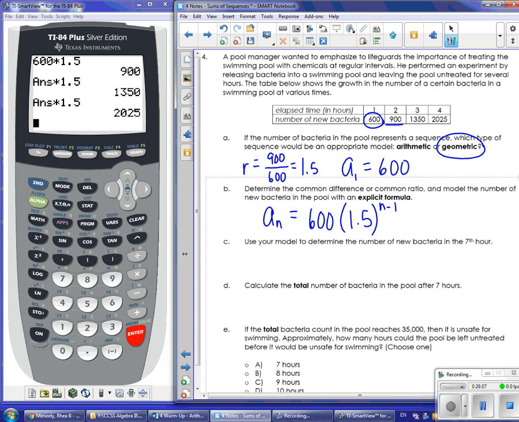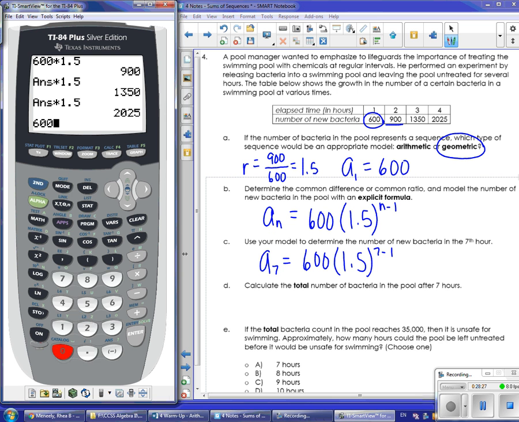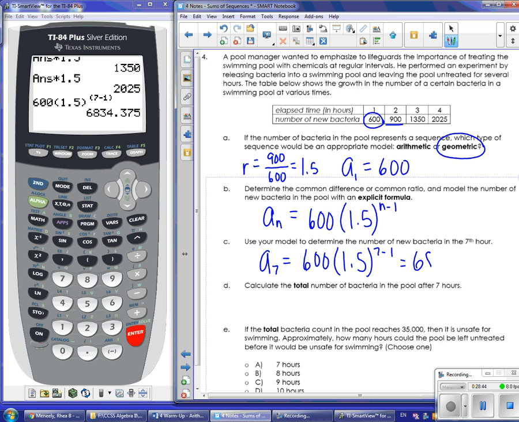In letter C, it says to use your model to determine the number of new bacteria in the 7th hour. So here I'm just trying to find the 7th term in my sequence. And again, I could very easily just keep pressing enter until I get to the 7th term, or I can simply plug the 7 into my exponent. And so I'd have 600 times 1.5, and I would raise that in parentheses to the 7 minus 1. And we get 6,834.375.